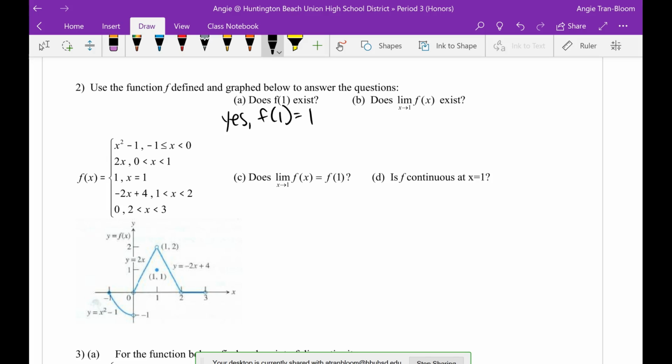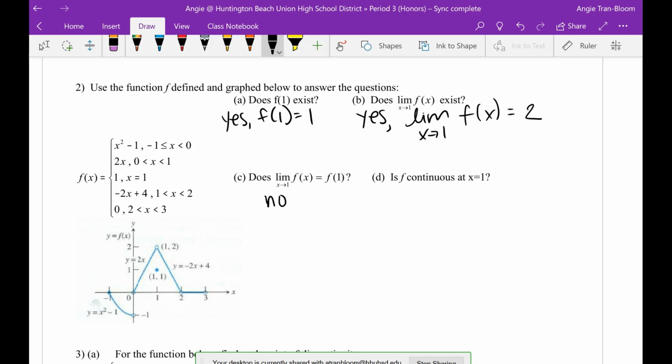Beautiful. Okay. Miles, B, does the limit as x approaches 1 exist? Yes. Miles says yes. Mia, do you agree? Yeah. Okay, you guys are awesome. What is the limit as x approaches 1, Macy? 2. Okay. Part C. Alex, are they equal? No. Great.